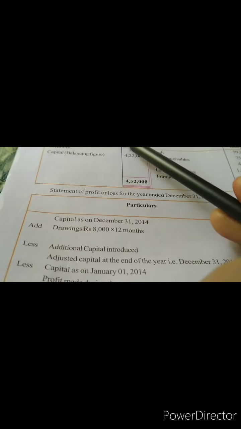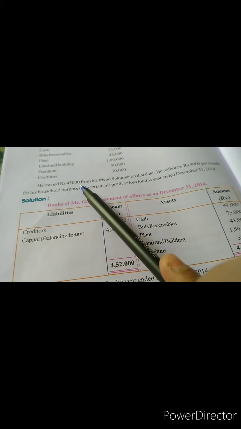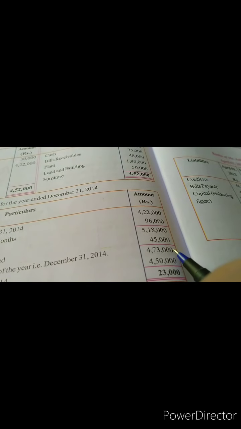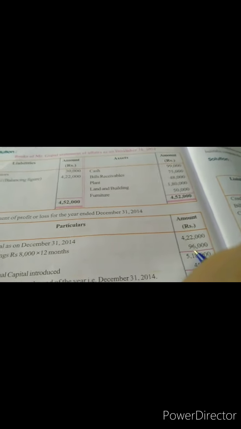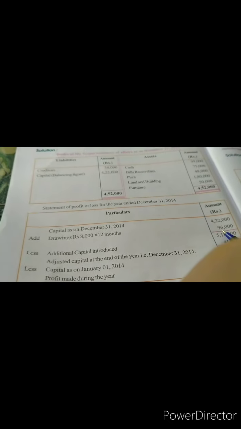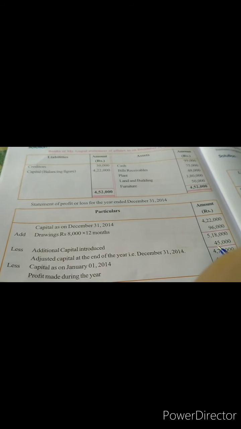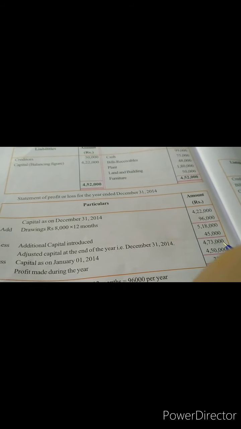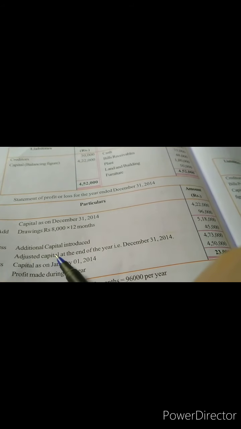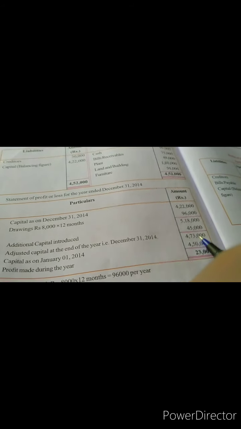How much additional capital is introduced? The amount which he has taken from his friend, 45,000, we will deduct that. Okay. So to this 4,22,000, the drawings 96,000 is added, we get an amount of 5,18,000. We will deduct the additional capital. Then this balance, this figure, 4,73,000 is the adjusted capital at the end of the year, December 31st, 2014.